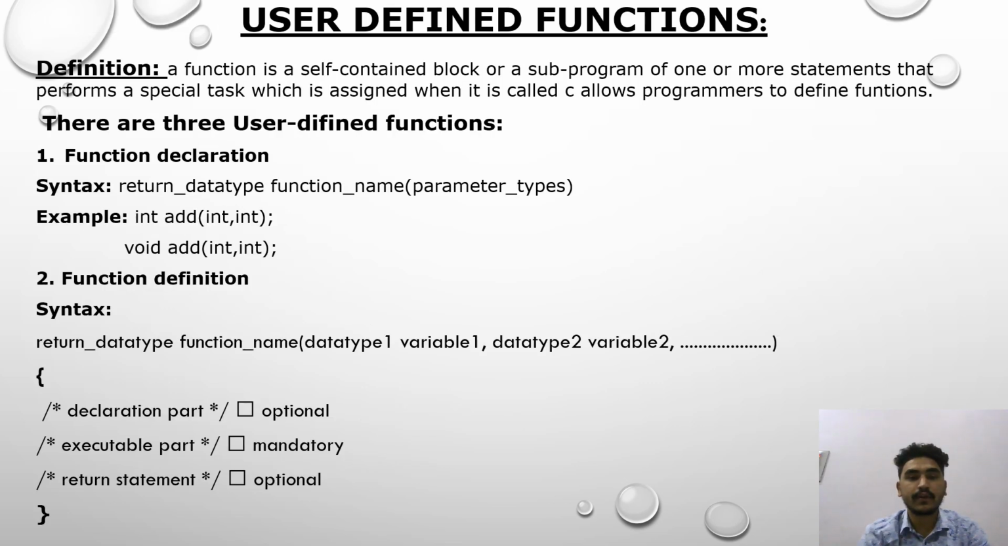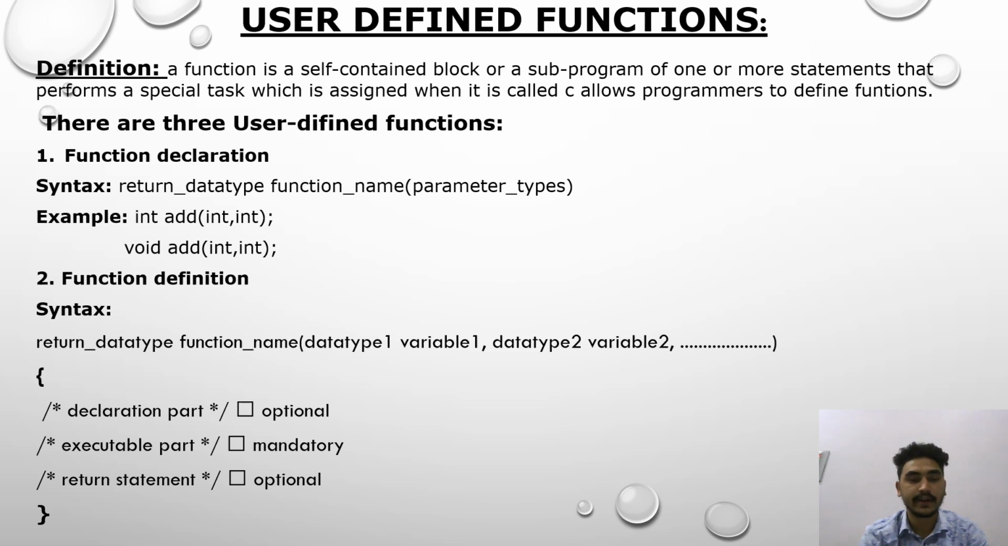We can move for user-defined function. Definition of user-defined function. A function is a self-contained block or a subprogram of one or more statements that performs a special task which is assigned when it is called. C allows programmers to define functions. There are three elements of user-defined functions.